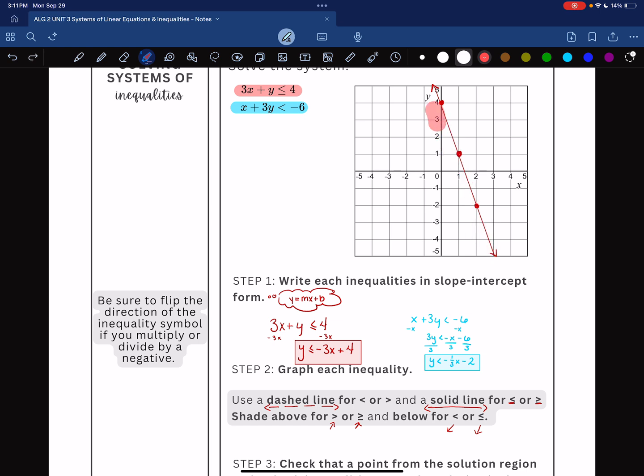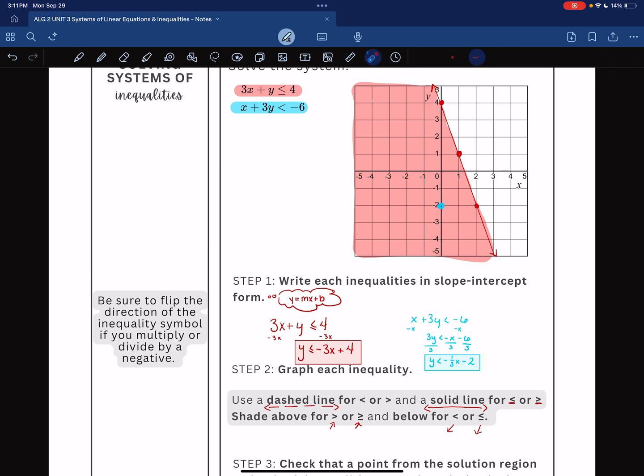We want to shade on this section of the line, on this side of the line, which would be below the line, specifically where it's crossing on the y-axis. Then we do similarly for our blue function. Where do we begin to graph for this one? At -2, because our b value is -2.